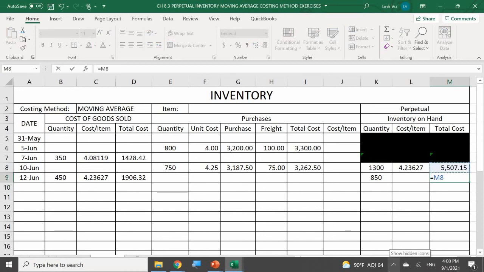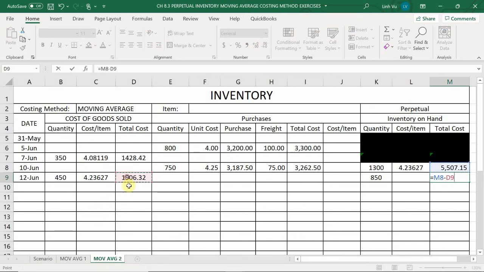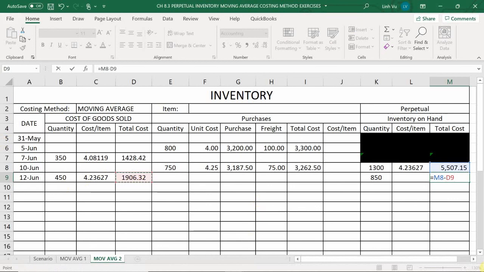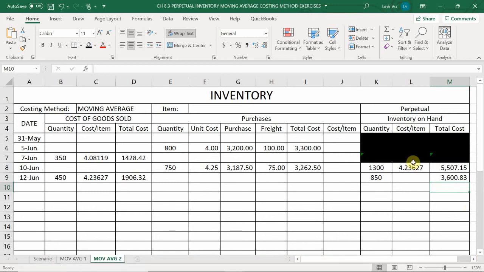Add a new total cost of 7,413.47. Okay, you added. Okay. Subtract. 3,683. Yes. Good. And then that should bring your average cost per item to be $4.23627. So no changes there.